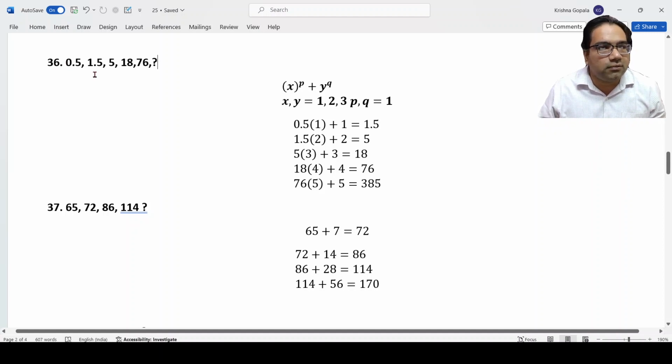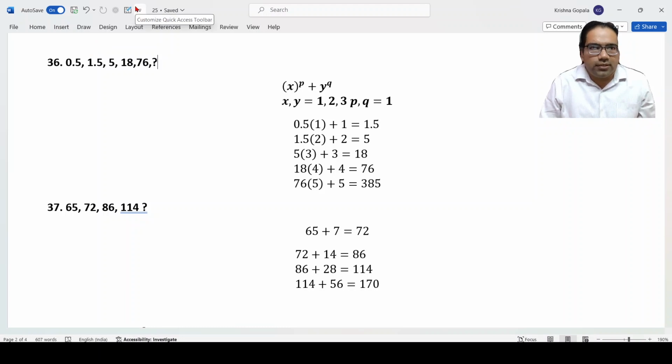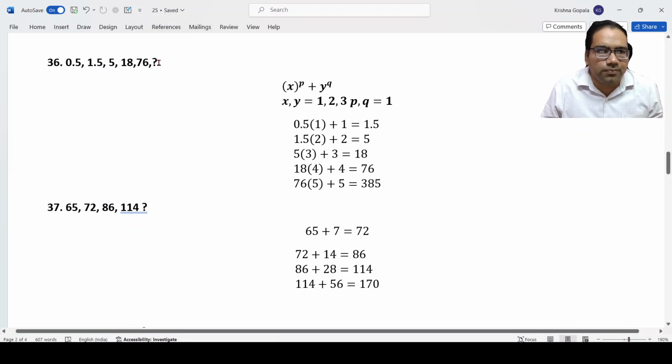Here we are getting series questions. There are around 5-6 series questions. Let's try to solve. 0.5, 1.5, 5, 18, and 76. While solving any series question, we should try to understand how exactly the series is growing. Is it growing fast? Is it growing slow? And are there odd numbers, even numbers in the series? Are there numbers with decimal points and all? In this case, there are decimals and the series is growing fast.